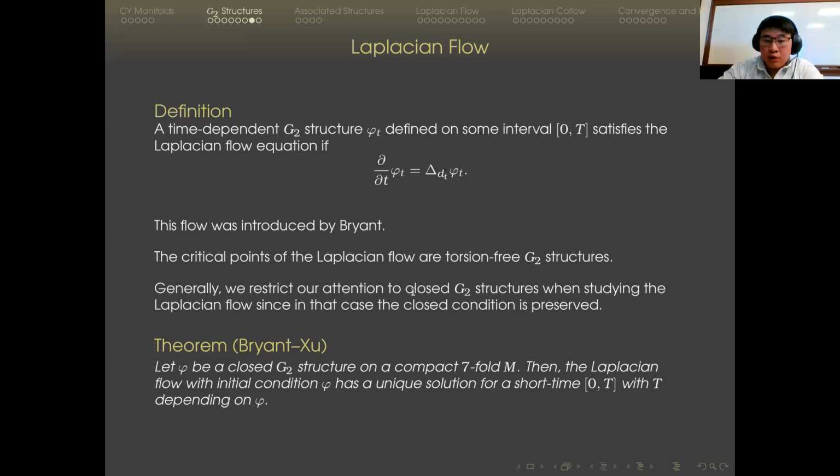But when we restrict our attention to closed G2 structures, we have some very nice properties of the Laplacian flow. We have good estimates of norms of the tensors and all that. And the important theorem we have from Bryant and Xu is that the Laplacian flow has short time existence and uniqueness when restricted to closed G2 structures. So that's the theorem down below. And that was proven by using a DeTurck trick and some Nash-Moser and Hamilton inverse function theorem.